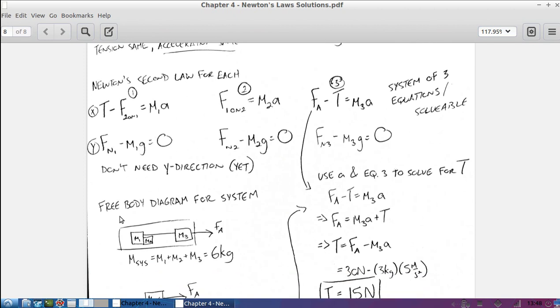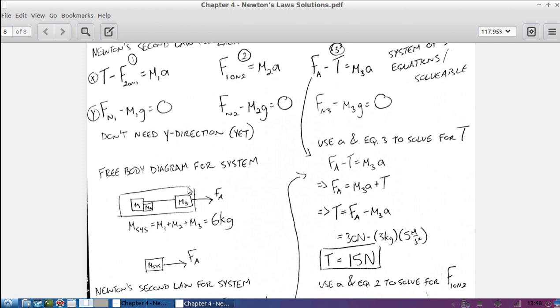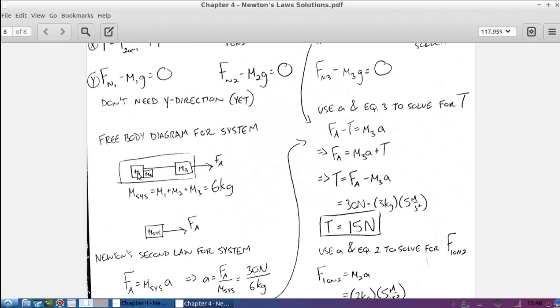All right. So I'm going to draw my box around all 3 blocks. Same thing as the last problem. The tension's now inside the system, so the tension is an internal force. I don't have to worry about that when I write Newton's second law. So what's the mass of the system? M1 plus M2 plus M3. We're going to assume cables and pulleys are massless. So the total mass of the system, 6 kilograms.